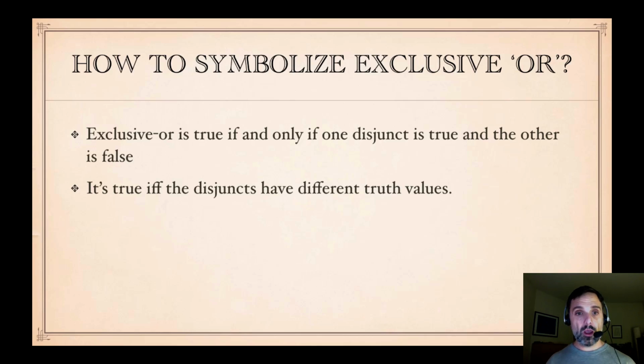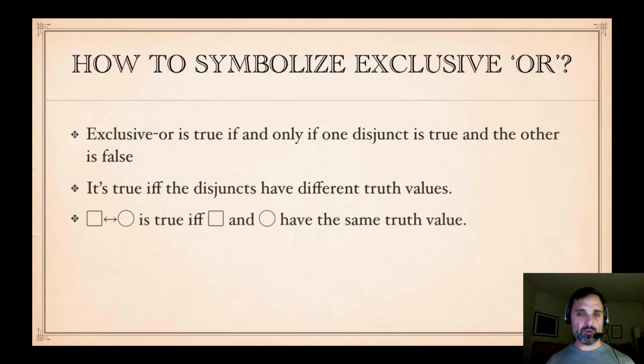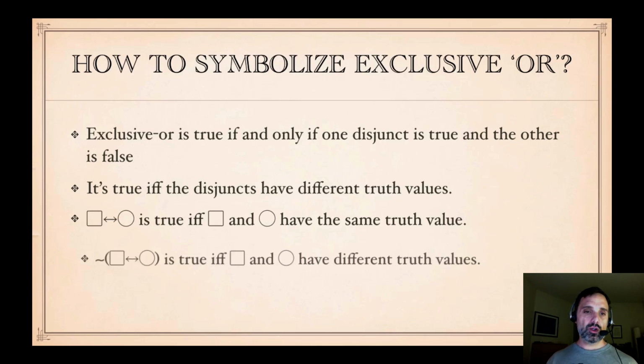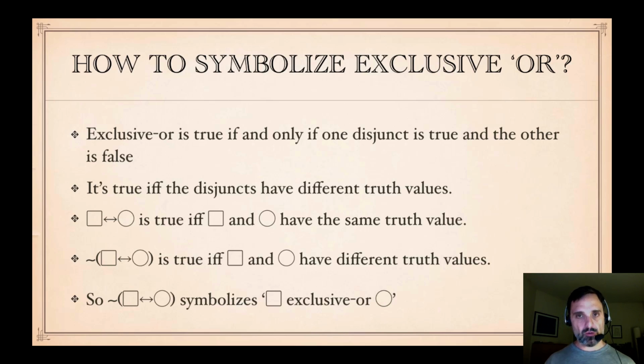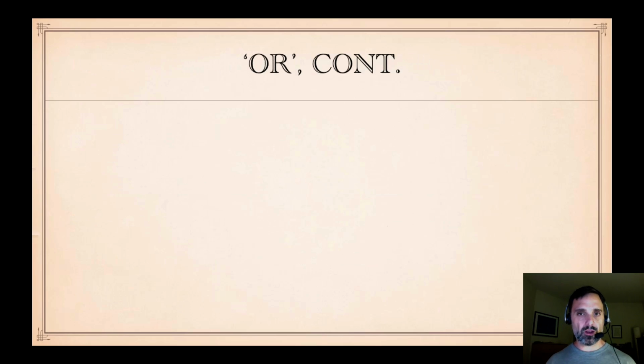But if one is true and the other is false, so they have different truth values, then the exclusive or is true. Now, the biconditional square if and only if circle, that's true if and only if square and circle have the same truth values. So not square if and only if circle is true if and only if square and circle have different truth values. And so not square if and only if circle can symbolize square, exclusive or, circle. So that's how, if you were going to symbolize exclusive or in our system, you would do it. We're not going to, but it's just worth noting.